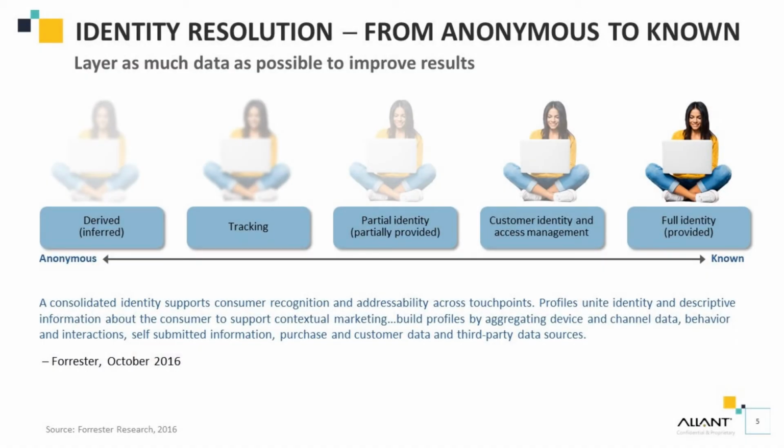A 2016 Forrester report stated, "A consolidated identity supports consumer recognition and addressability across touchpoints. Profiles unite identity and descriptive information about the consumer to support contextual marketing. You must build profiles by aggregating device and channel data, behavior and interactions, self-submitted information, purchase and customer data, and third-party data sources." As this slide illustrates, we start with inferred probabilistic identification, continue to build upon the identity until enough data is collected and stitched together to create a full customer or prospect identity.